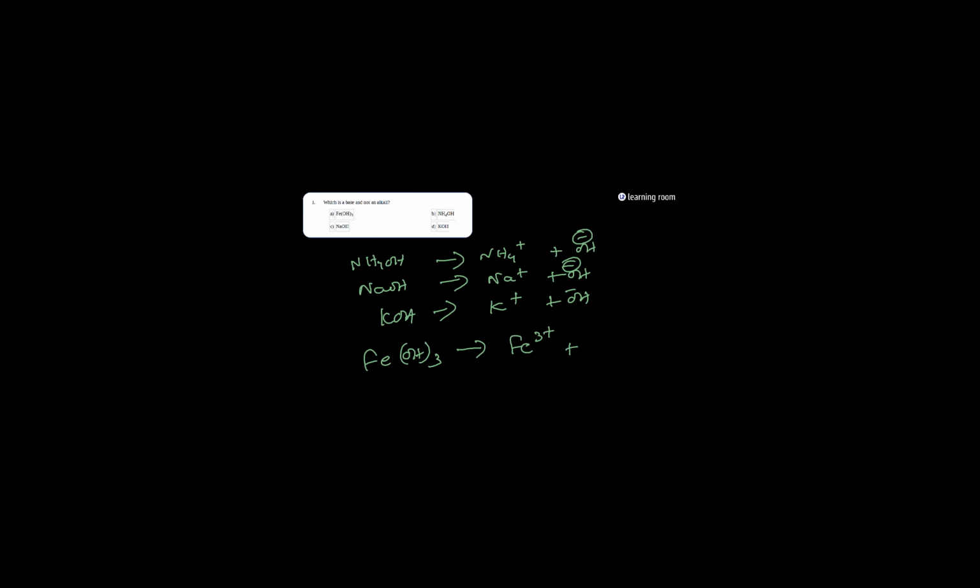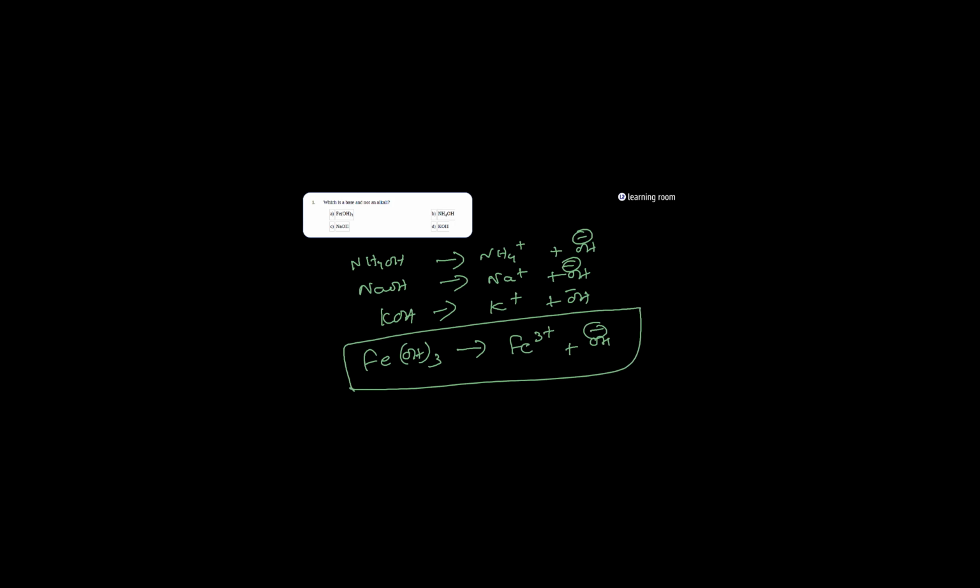Yes, you are correct. When you put ammonium hydroxide into water, it gives ammonium and OH minus. Sodium hydroxide also gives Na plus and OH minus. KOH also gives K plus and OH minus. Whereas Fe(OH)3 is a base because it dissociates in water to produce Fe3 plus and OH minus, but it is not soluble in water, so it cannot be an alkali. That is the reason it's not an alkali.